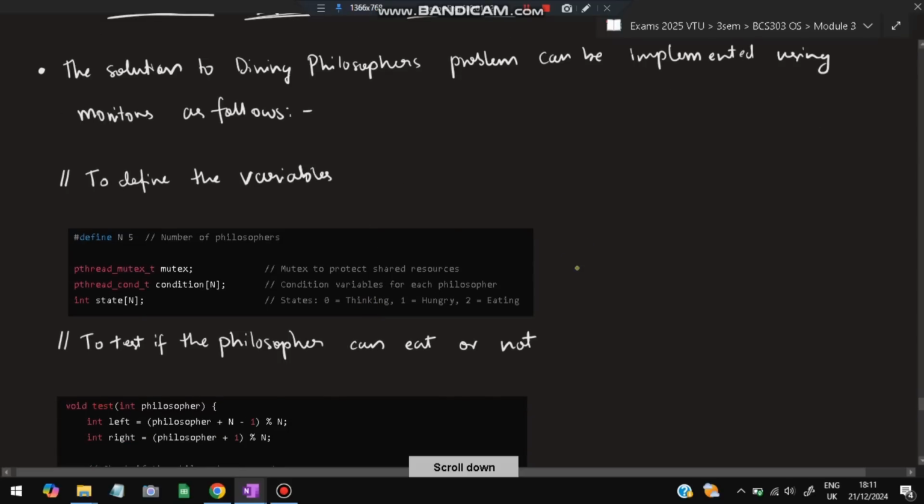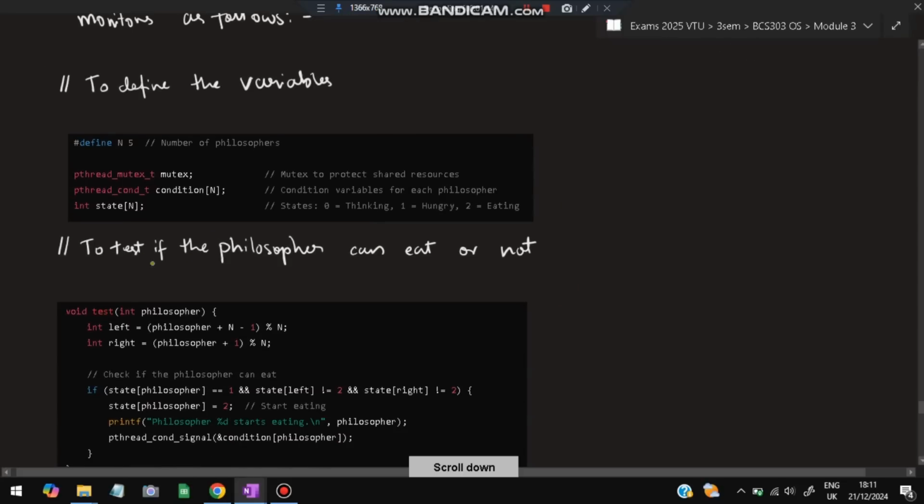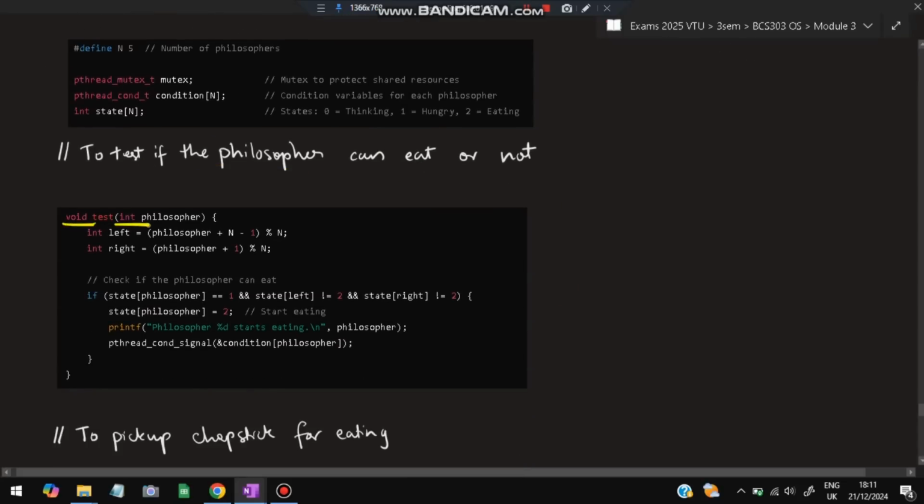Okay, so first we have defined these variables. Second is the function to test if the philosopher can eat or not. So void test, int philosopher, int left, int right. Int left is the left neighbor of the philosopher, and right is the right neighbor. Check if the philosopher can eat or not.